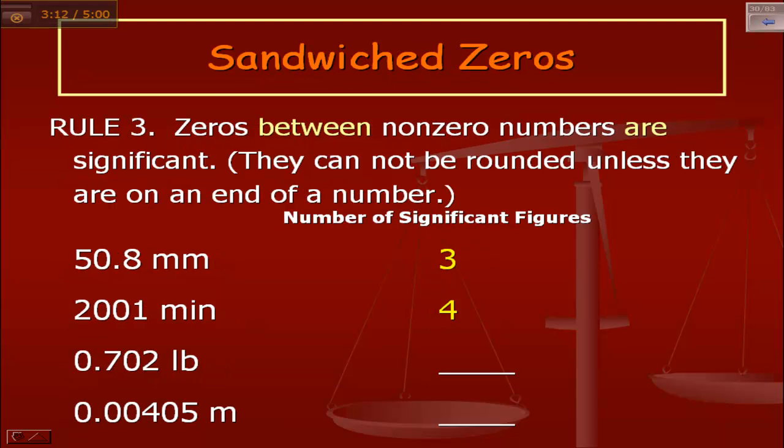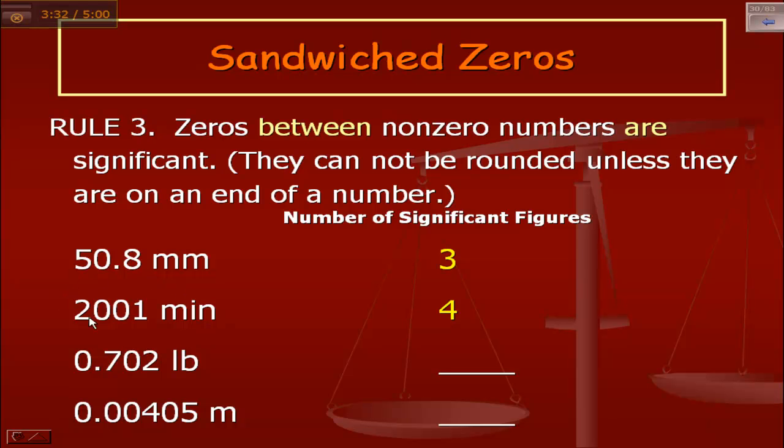Rule number 3, if you have a 0 between non-zero digits, they are going to be significant because that number would not be the same without them. We would not have 50.8 without that 0. So that 0 is what we consider significant. It's a sandwich 0. So this number has a total of 3 significant figures.